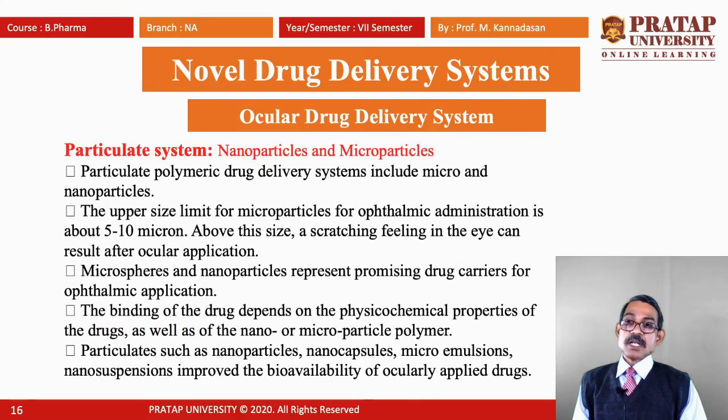The last one is the particulate system, that is nanoparticles and microparticles. That comes in the category of particulate system, vesicular system, controlled systems. The third one is the particulate system. Particulate polymeric drug delivery systems include micro and nanoparticles. Based on the dimension of the particles, being micrometers or nanometers, they are classified as nanoparticles and microparticles, and together called a particulate system.